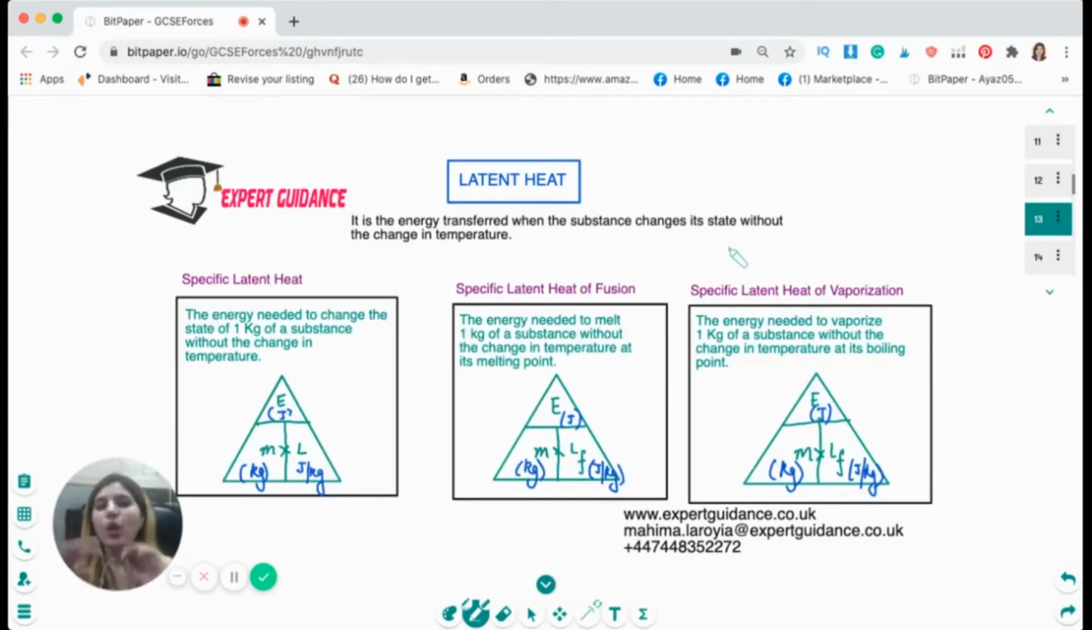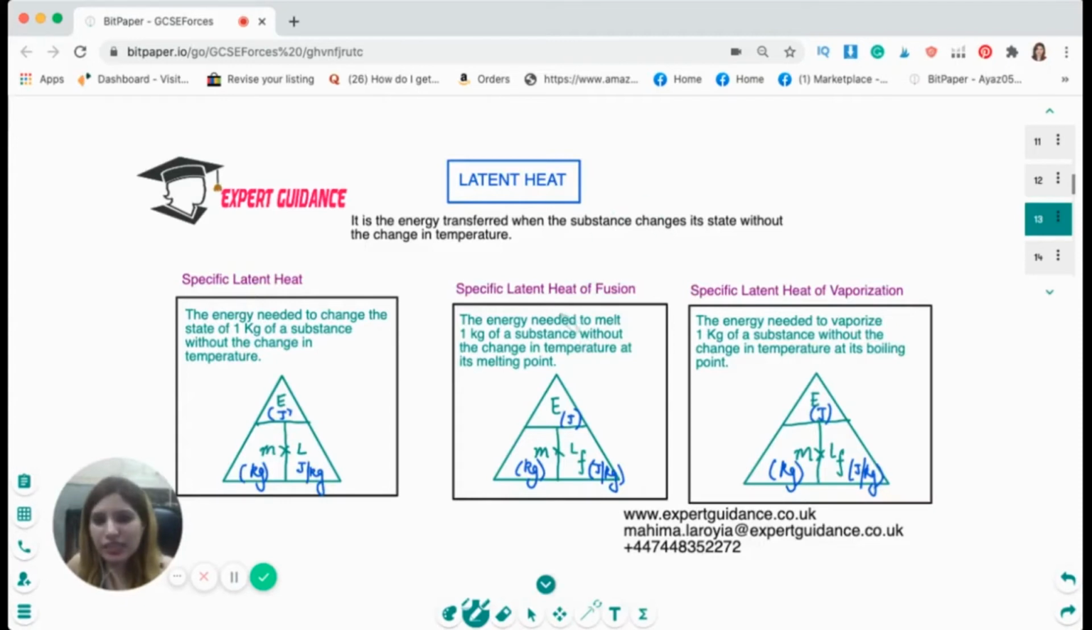Okay? Now, what is latent heat? Latent heat is the energy transferred when the substance changes its state without the change in temperature. Okay? So, specific latent heat is the energy needed to change the state of 1 kilogram of a substance without the change in temperature. All right? Now, latent heat could be latent heat of fusion or latent heat of vaporization.